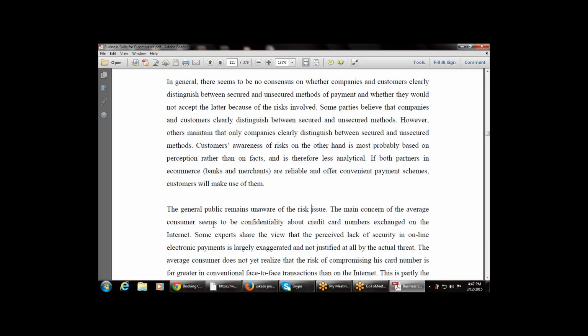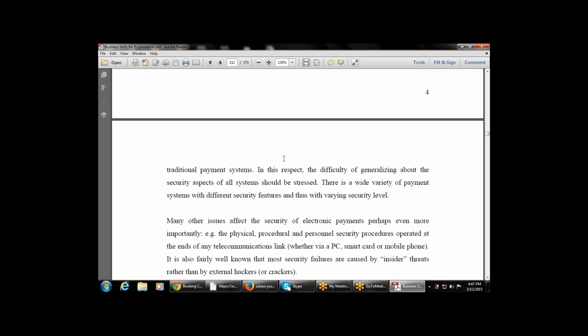So the main concern of the average customers seems to be confidentiality about the credit card numbers exchanged on the internet. In this respect, the difficulty of generalizing about the security aspect of all systems should be stressed. There is a wide variety of payment systems with different security features and thus with varying security levels. Many other issues also affect the security of e-payment systems, perhaps even more importantly.